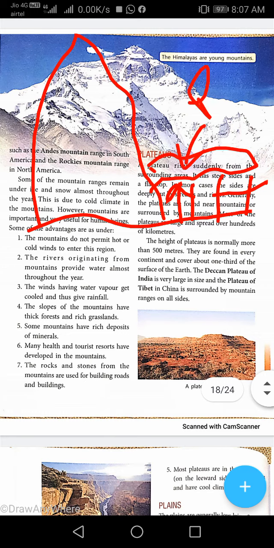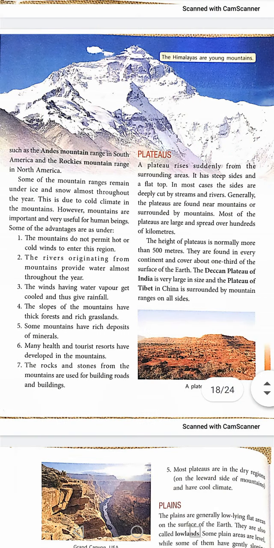Now these plateaus are covered by mountains or higher areas. So here this is the mountain part, it is covered from the mountain on this side. So these are the plateaus. Now most of the plateaus are large and spread over hundreds of kilometers. The height of plateaus is normally more than 500 meters.